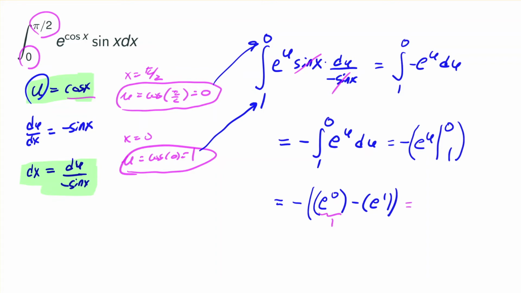So we have negative 1 minus e, which is, distributing the negative sign, negative 1 plus e. So this is the final answer. And this is a numeric answer. This is a number, right? Because we found the definite integral, we get a numerical answer.